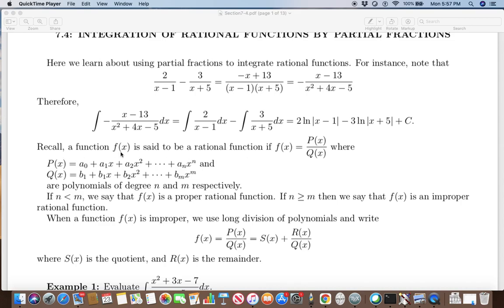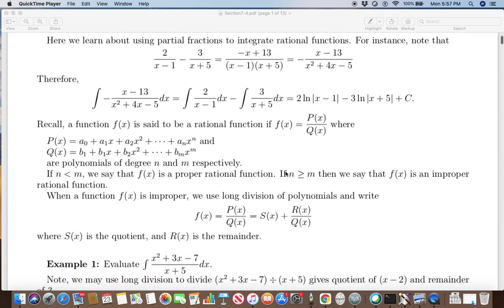Recall, a function f(x) is said to be a rational fraction if f(x) is p(x) over q(x), where p(x) is a polynomial of a certain degree, q(x) is another polynomial of certain other degree. So, what is a rational function? It is a quotient or a fraction of polynomials. So, p(x) is of degree n, q(x) is of degree m.